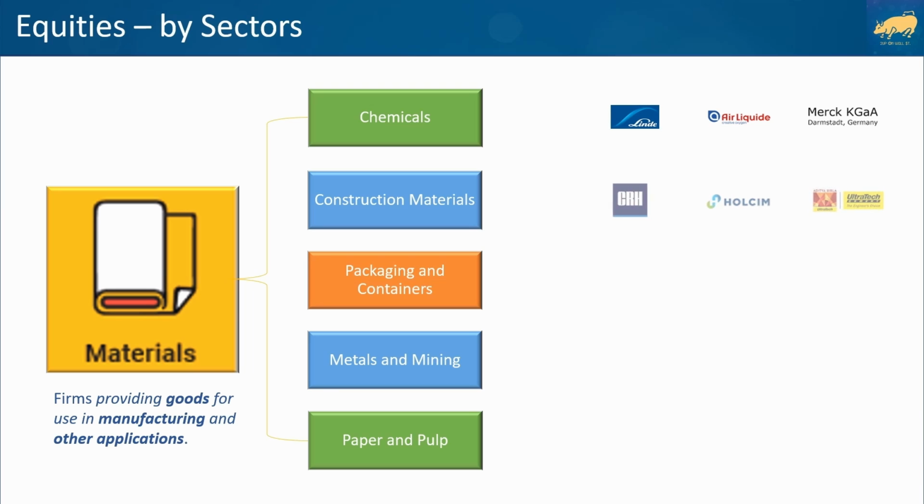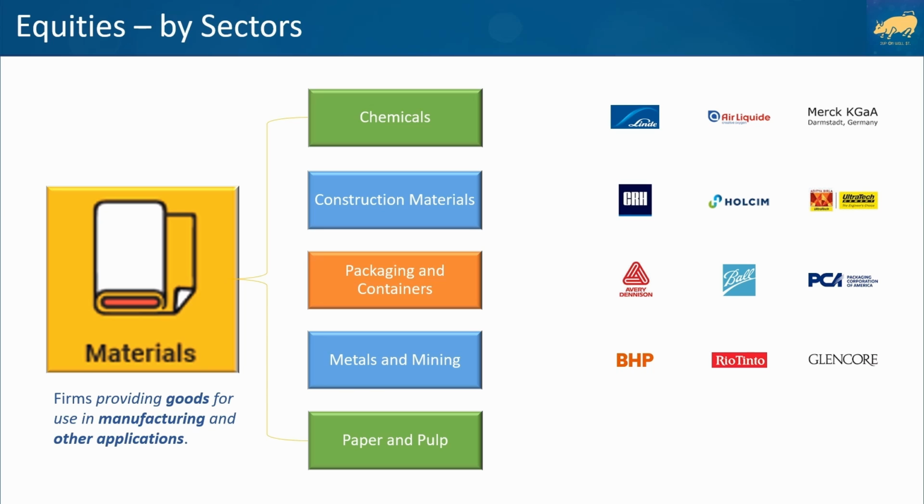Cement Roadstone Holding, Holcim SA, and Ultratech Cement are the biggest construction materials businesses. The leading packaging and containers firms are Avery Dennison Corporation, Ball Corporation, and Packaging Corporation of America.